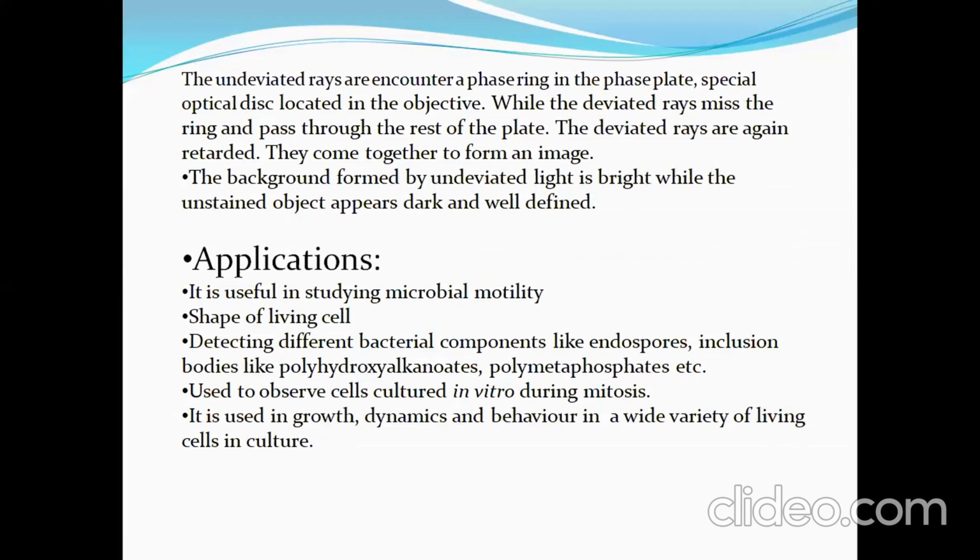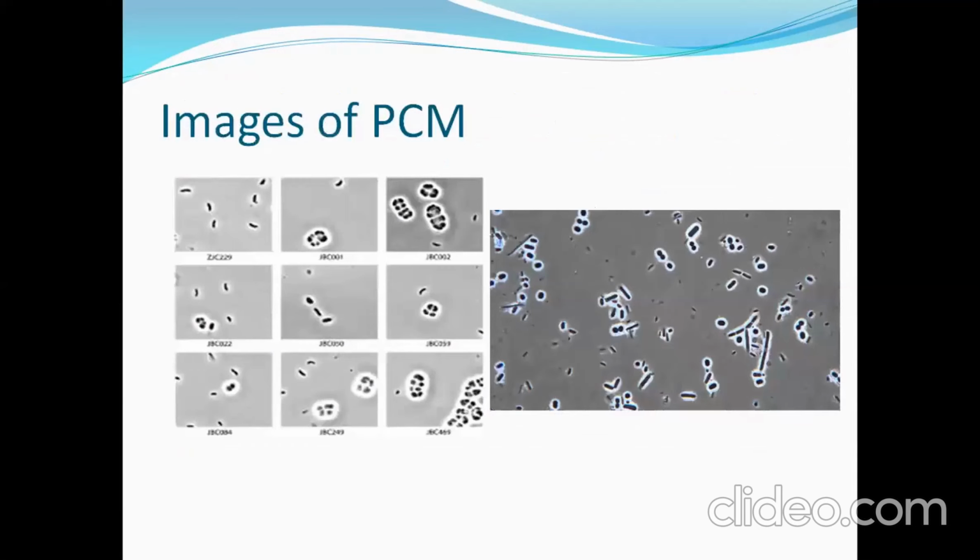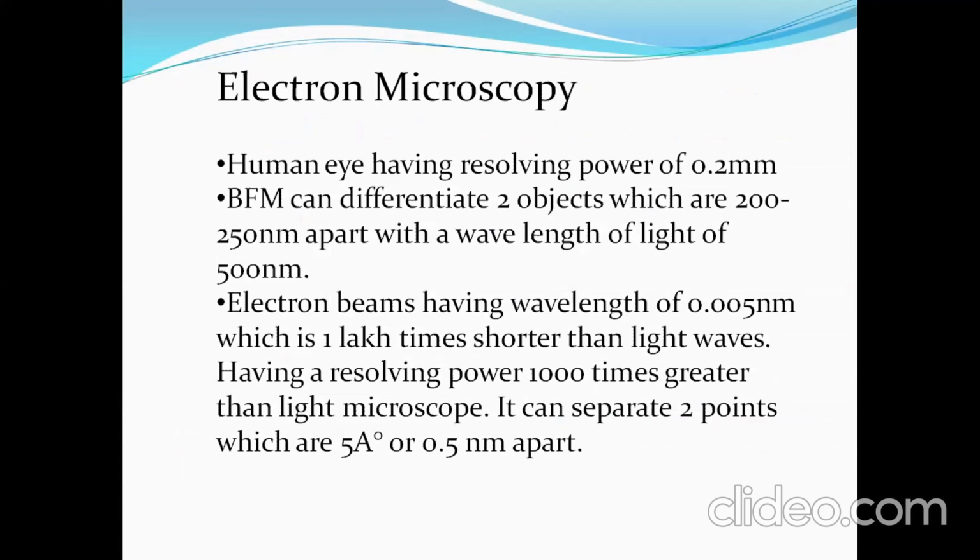So I am just touching only the basics and the principles of this type of microscope. The principles as well as the applications are done. Next we pass on to the electron microscope. These are some images clicked through the phase contrast microscope. So we have completed all 4 main types of light microscopes, that is bright field, dark field, fluorescence and phase contrast. Next we pass on to another very important one, the electron microscope.